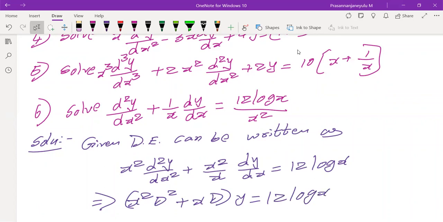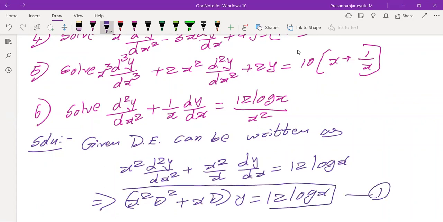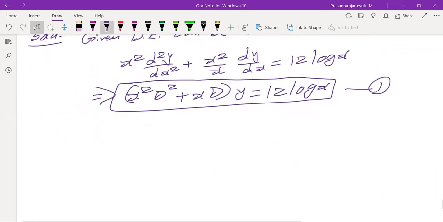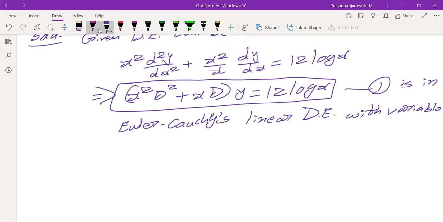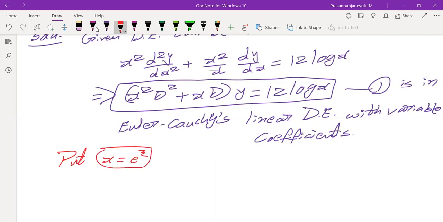Now, as we discussed earlier, it is in the form of Euler Cauchy's linear differential equation with variable coefficients. So first of all, we have to convert this one into a linear differential equation with constant coefficients. For converting it into a linear differential equation with constant coefficients, using our procedure, we have to substitute here x equals e power z. That implies z equals log x.